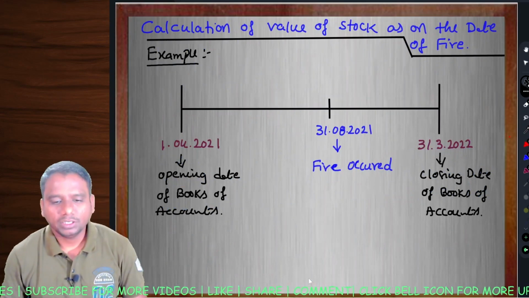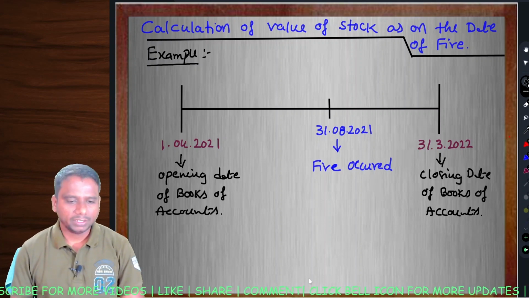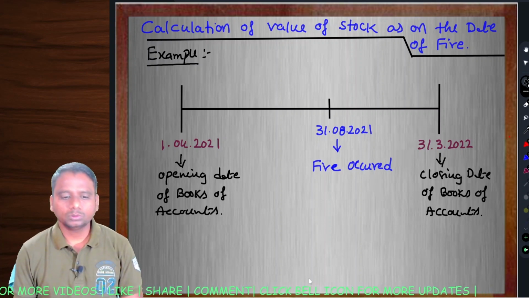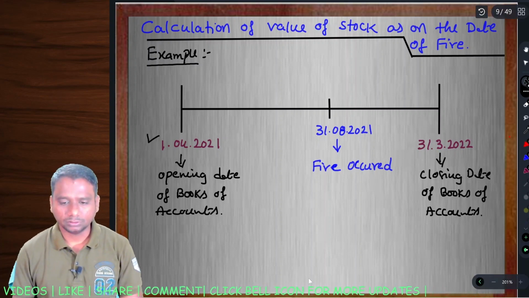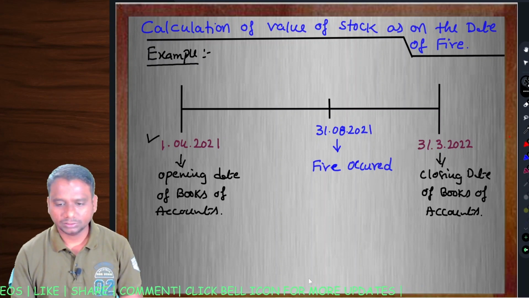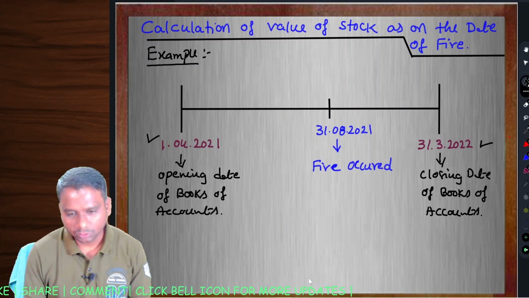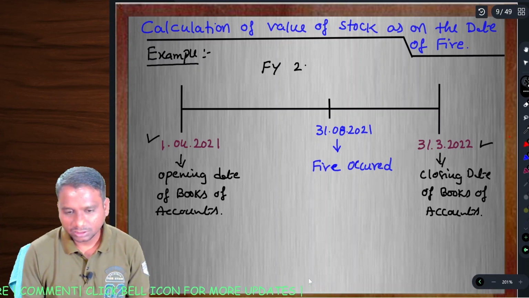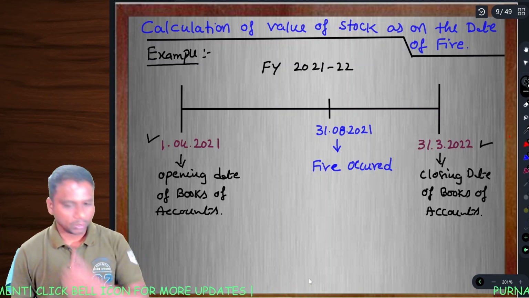Okay, see calculation of value of stock as on the date of fire. For that, look at one example. See the timeline. 1/4/2021, opening of books of accounts, and when the year closes, 31st/3/2022, closing the books of accounts. So what is our financial year? Financial year is 2021-22. Yes or no? Okay, fine.